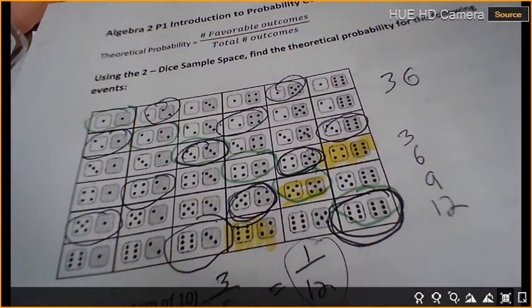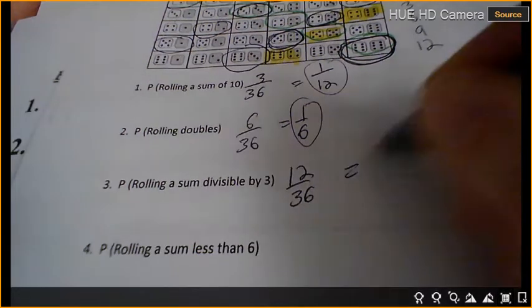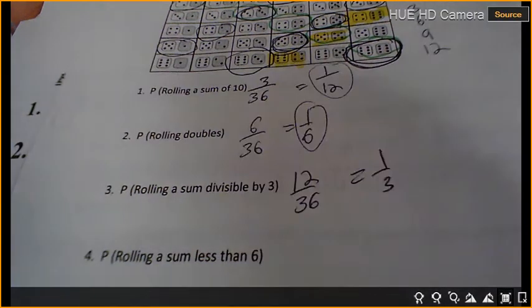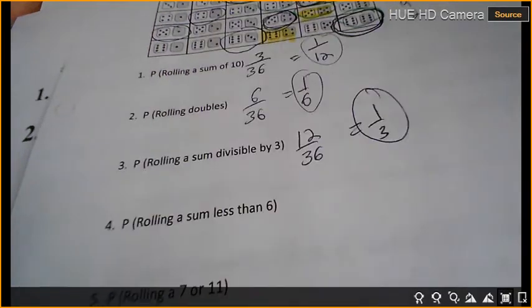Is that what you guys got? Okay, so what is 12 out of 36 reduced to? One over 3. Okay, I'm going to leave the rest of the dice ones for you guys to do. And we're going to move on to some theoretical probability with coins.